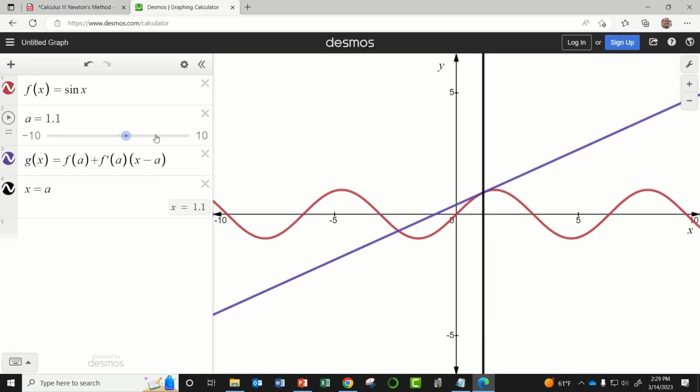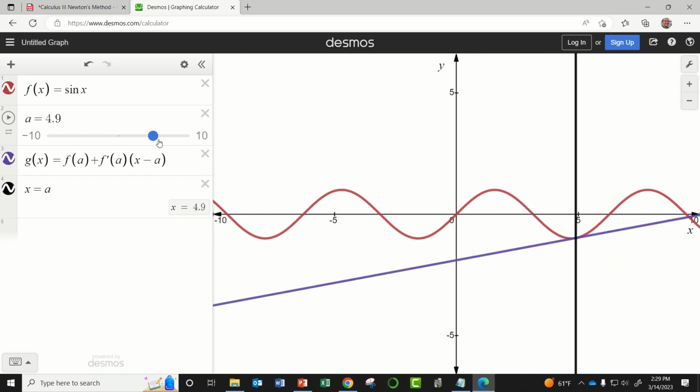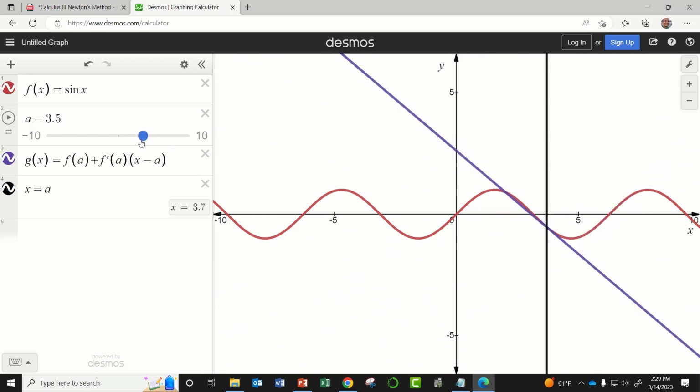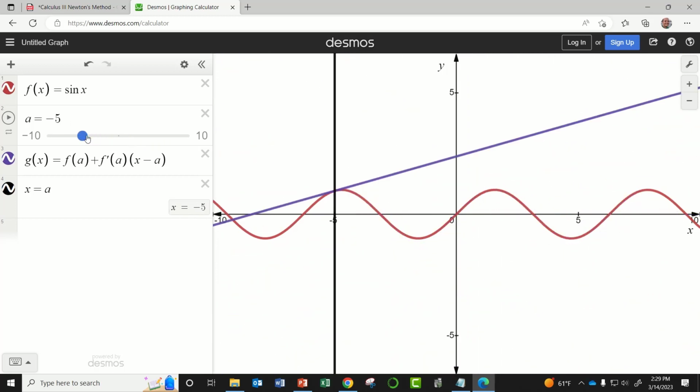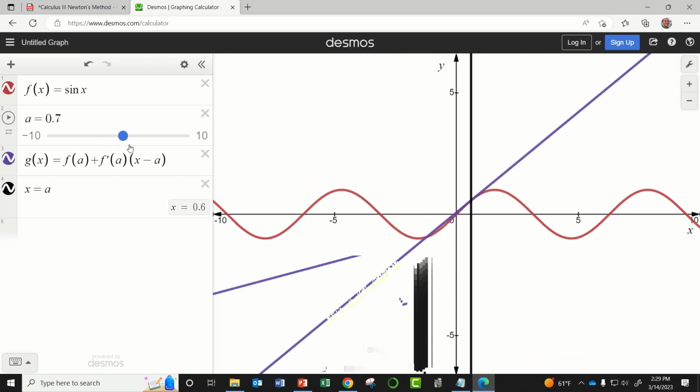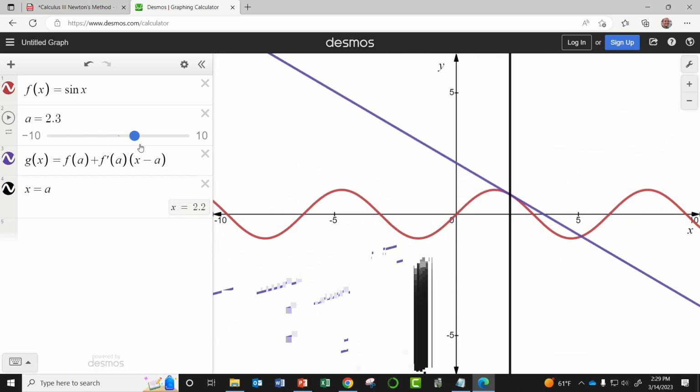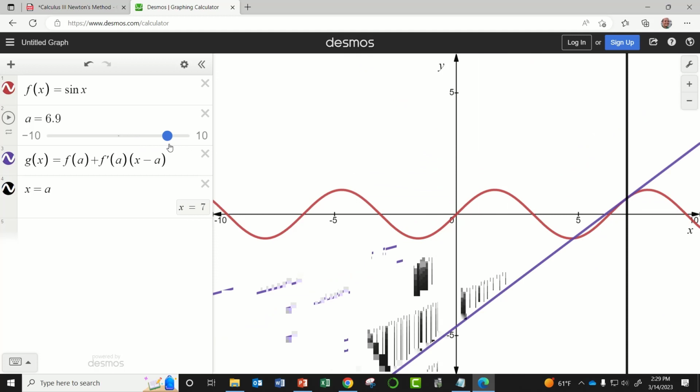So here we are with my function and the tangent line approximation of that function, right? The tangent line approximation is in purple, and it's tangent to my function where this black line intersects the function, right? So at that particular x value.